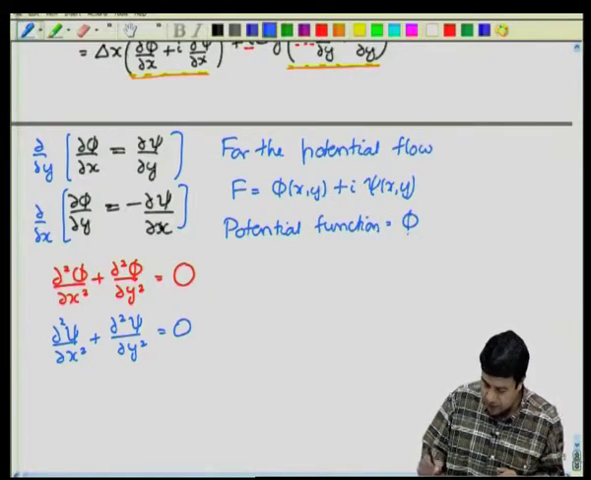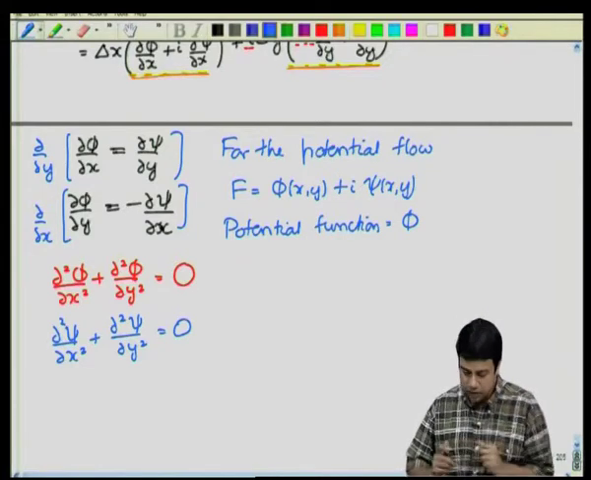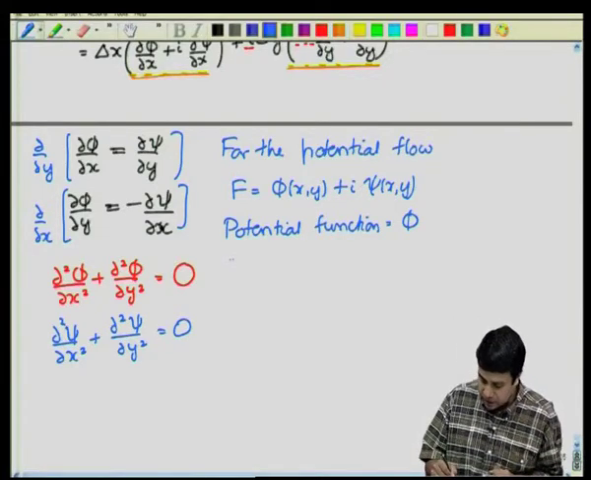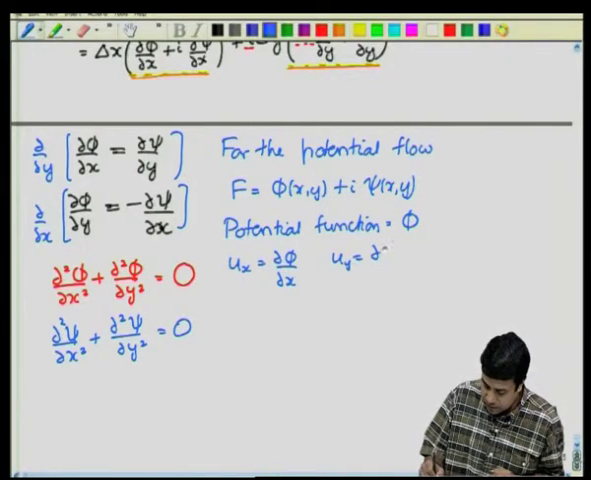Is equal to phi. Okay. This satisfies del square phi is equal to 0. What that means is that the velocity components u x will be equal to partial phi by partial x and u y is equal to partial phi by partial y.